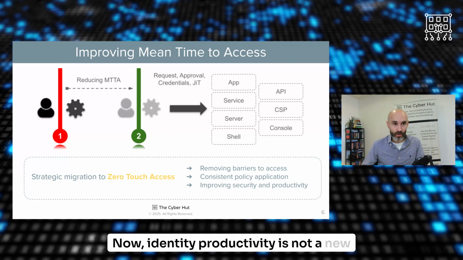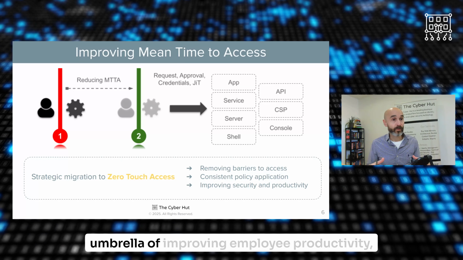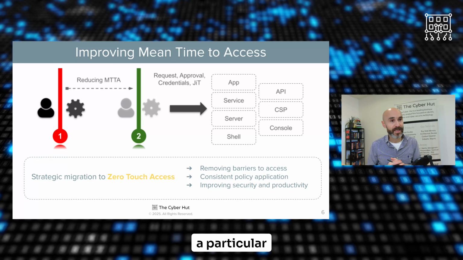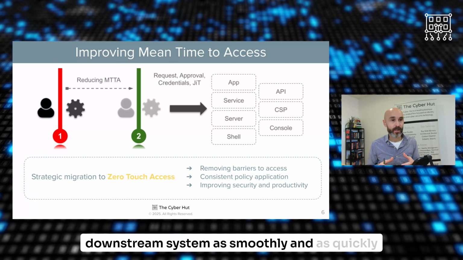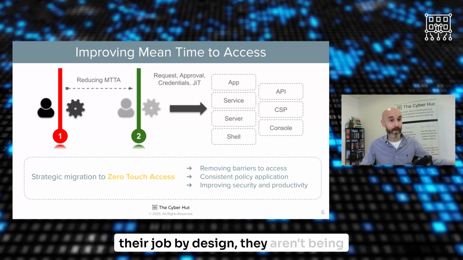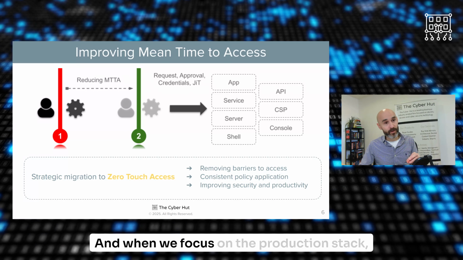Identity productivity is not a new concept. I think if we go back 20 years, single sign-on, onboarding services and other, they're all sold, if you like, under the umbrella of improving employee productivity, allowing a member of staff to gain access to a particular downstream system as smoothly and as quickly as possible. Because if they were inhibited gaining access to a system they need to do their job, by design, they aren't being productive. There's a tangible cost there, which can be identified. And when we focus on the production stack, that mean time to access suddenly becomes a cascading problem, because on a twofold level.